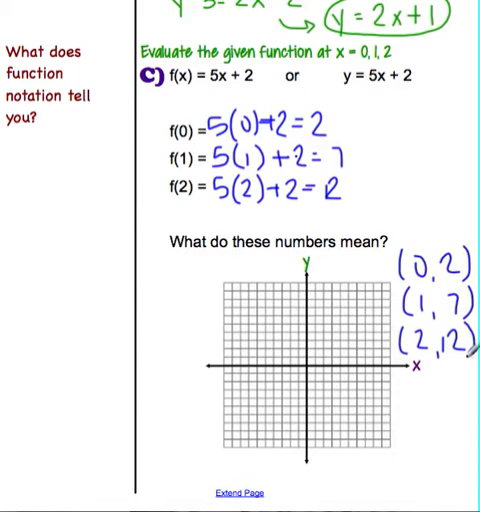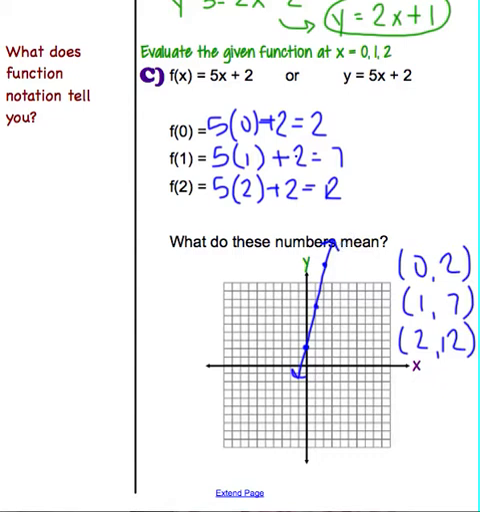So now we can go ahead and graph those. So (0, 2), which is also our y-intercept, (1, 7), and (2, 12). So then when I want to connect my dots, we get a line that looks like that.